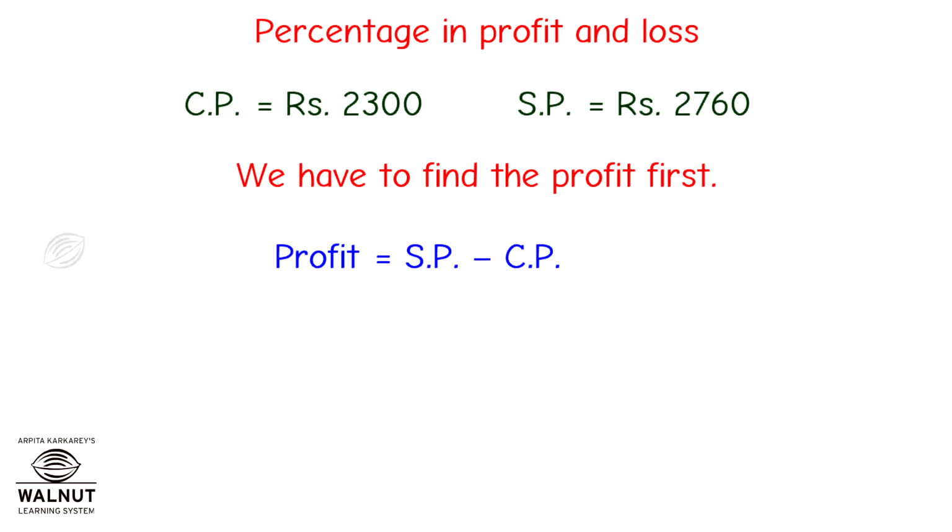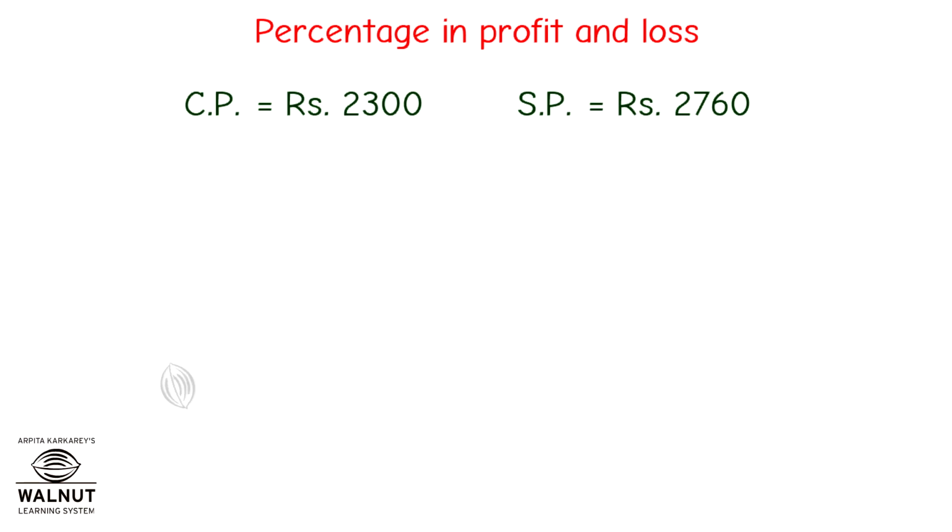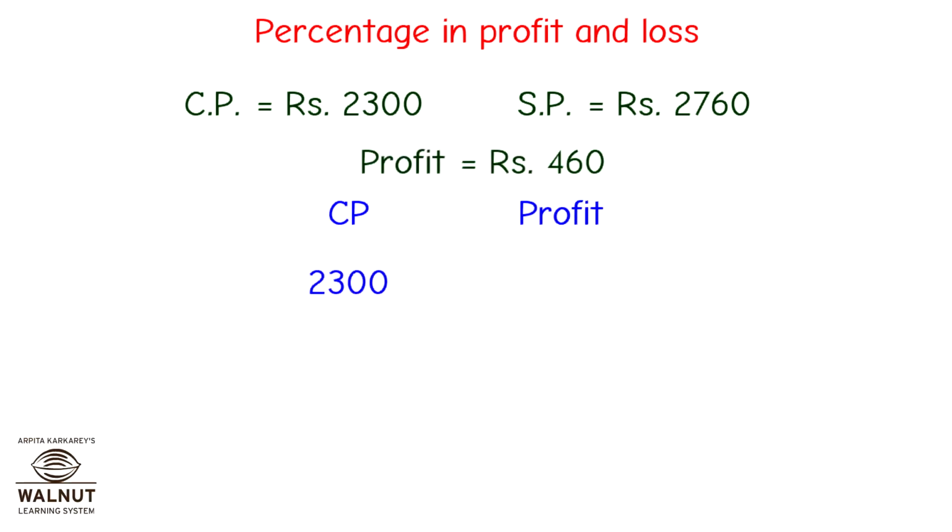On substituting the values, we get profit is equal to rupees 2760 minus rupees 2300. That is equal to rupees 460. That's the profit made. Now, the next step is to find the percentage of the profit. So, for rupees 2300 cost price, the profit is rupees 460. So, for rupees 100 cost price, what is the profit? We will use the cross multiplication to find the profit.